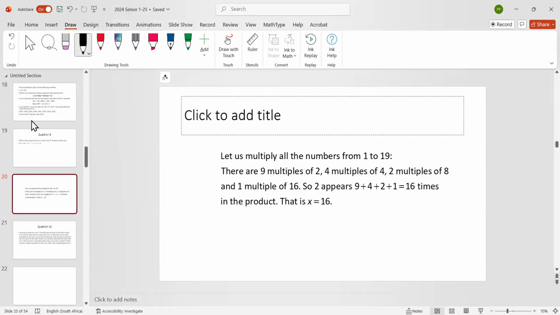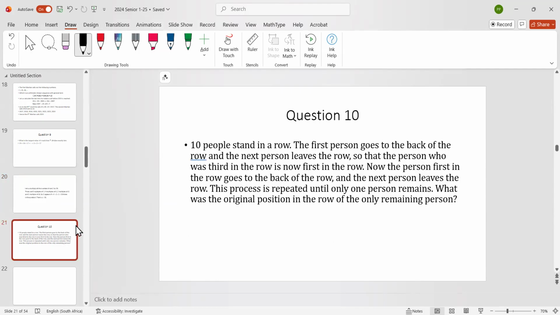All right, so we go on to the next question, question 10. You see, this paper consists of 25 questions, so it takes a long time to work out each one of them.